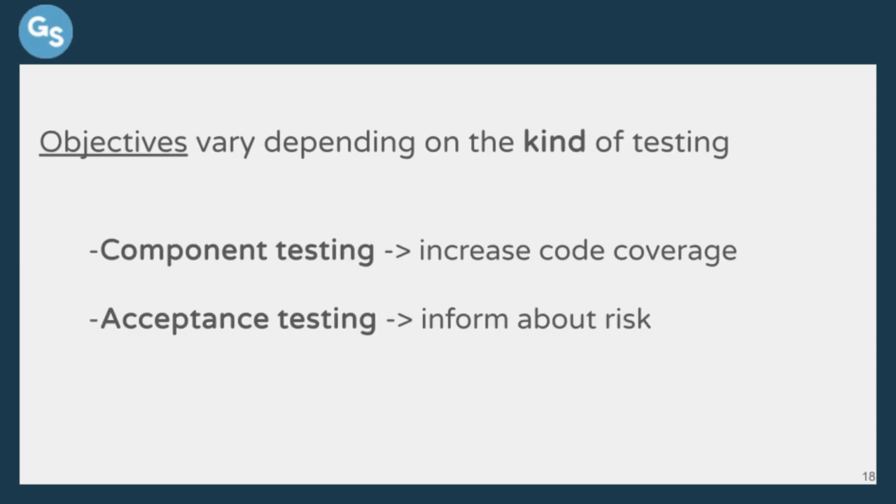Each level of testing also has different goals. Later, we will learn that in component testing, one of the goals is to increase code coverage. Code coverage is the amount of software code that a test is covering, meaning that if the test passes, then that piece of code works correctly. On the other hand, in acceptance testing, which is a higher level of testing, one of the goals is to inform the stakeholders about the risk of releasing the system, so they can decide whether they should release it now or just do some more testing to become more confident.